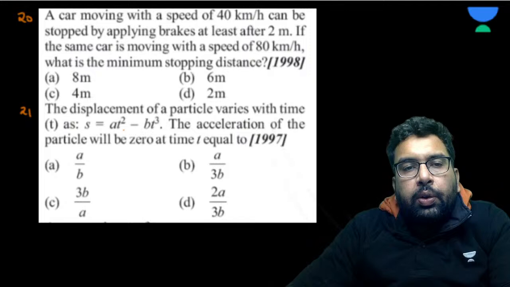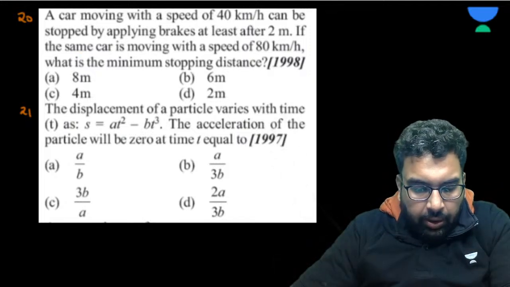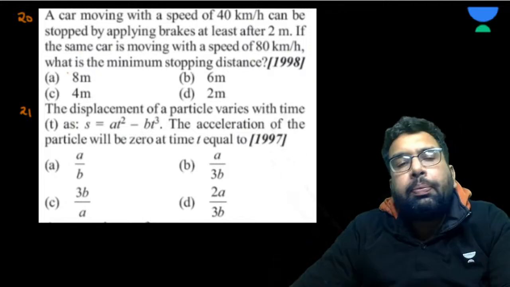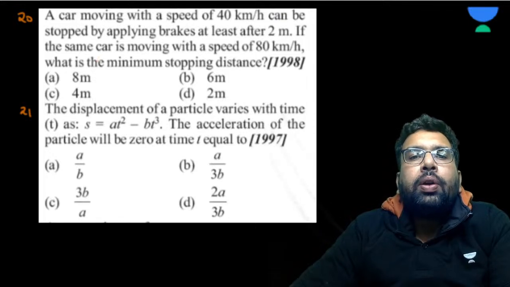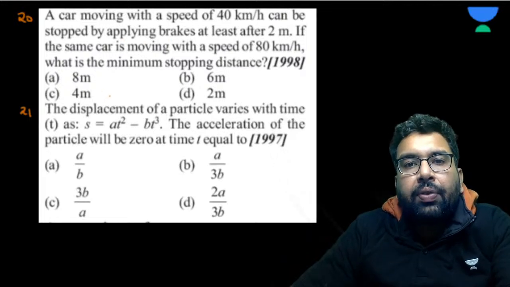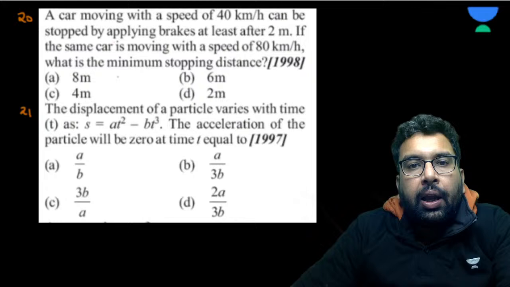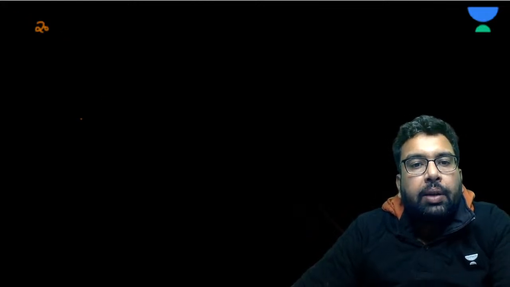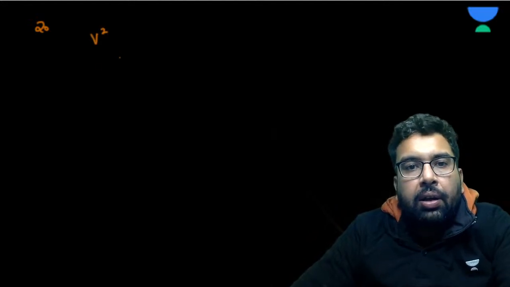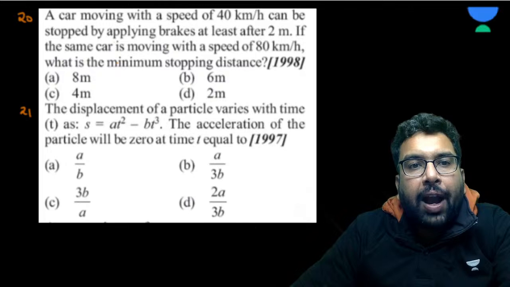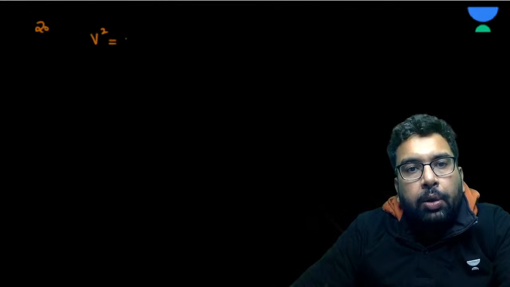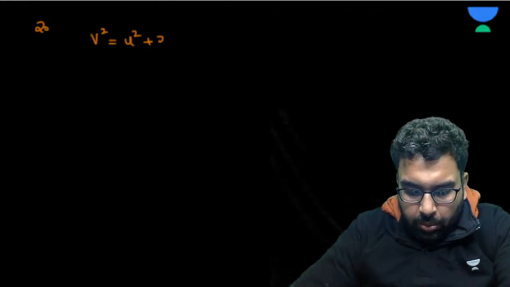Let's see. So let me do the 20th question. It says a car moving with a speed of 20 km per hour can be stopped by applying brake at least after 2 meter. So in this case, we can apply the equation of motion, and we have the final velocity is 0 because it is stopped, plus 2as.